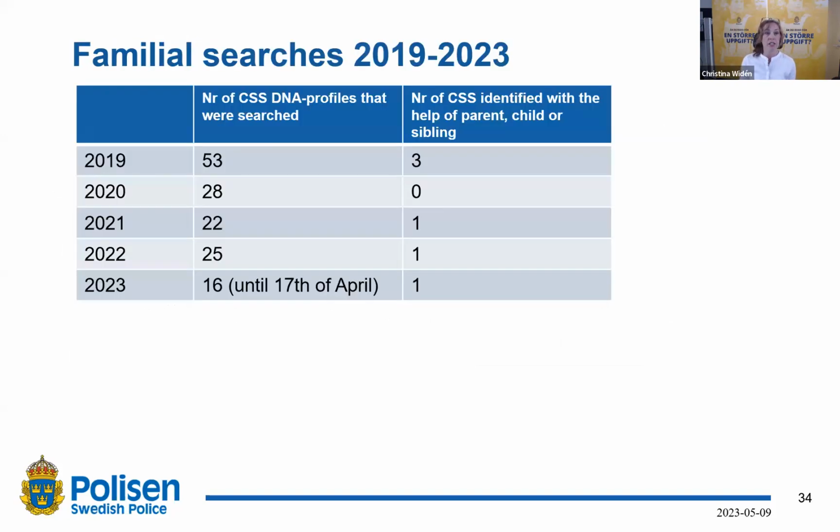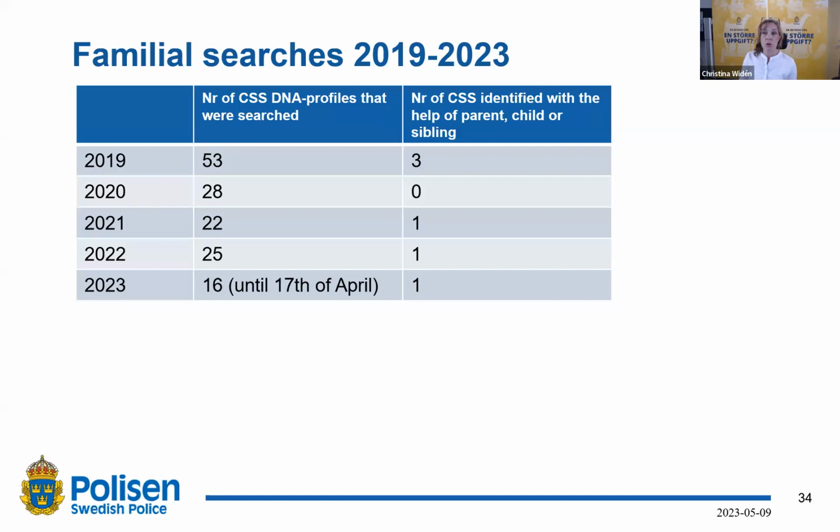And during the years, the first year we did 53 familial searches, and then 28, 22, 25. And this year I have done 16 so far. And the number of crime scene samples that were identified with the help of a parent, child, or sibling in the database: the first year we were pretty lucky. We could find the identity of 3 of the stains. And the next year, 0 of them. And then we have found the identity of 1 of these stains every year.